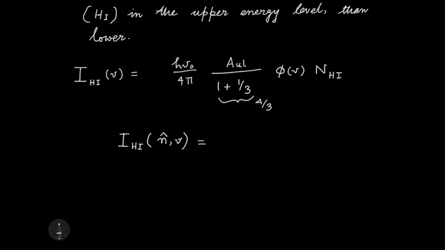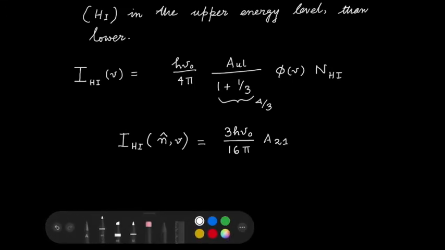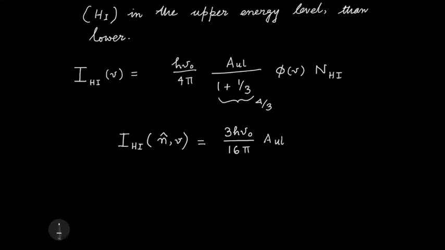And remember that the I H1 is a function of direction in the sky. So I can write this as n cap. N cap is the direction in the sky. 3 h nu naught by 16 pi A21. Okay, so we are writing A UL, so let me write A UL here. Sometimes it's also called 2-1 because it's just two hyperfine levels. It's going from the second level to the lower level. So that's why.